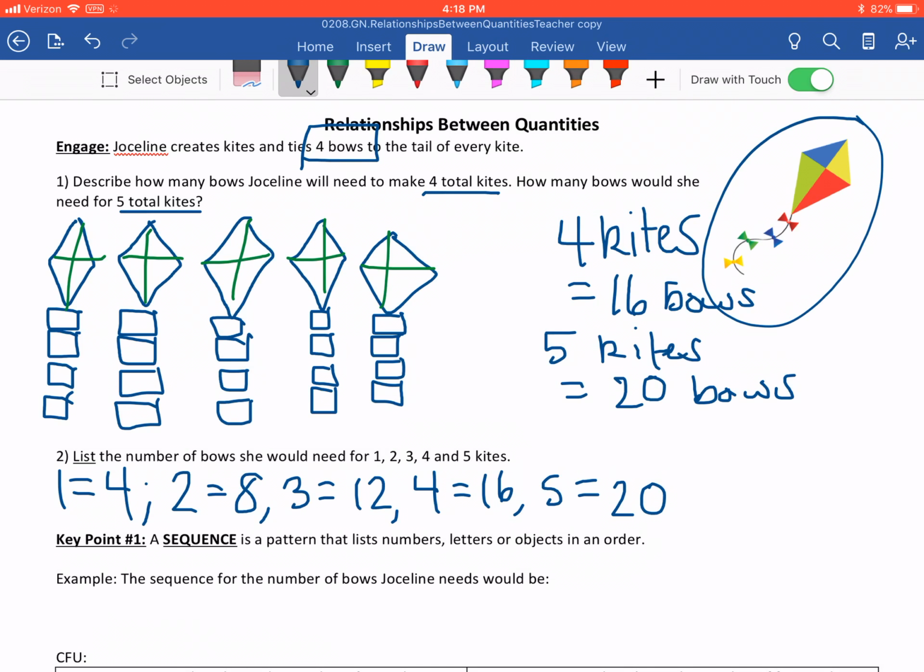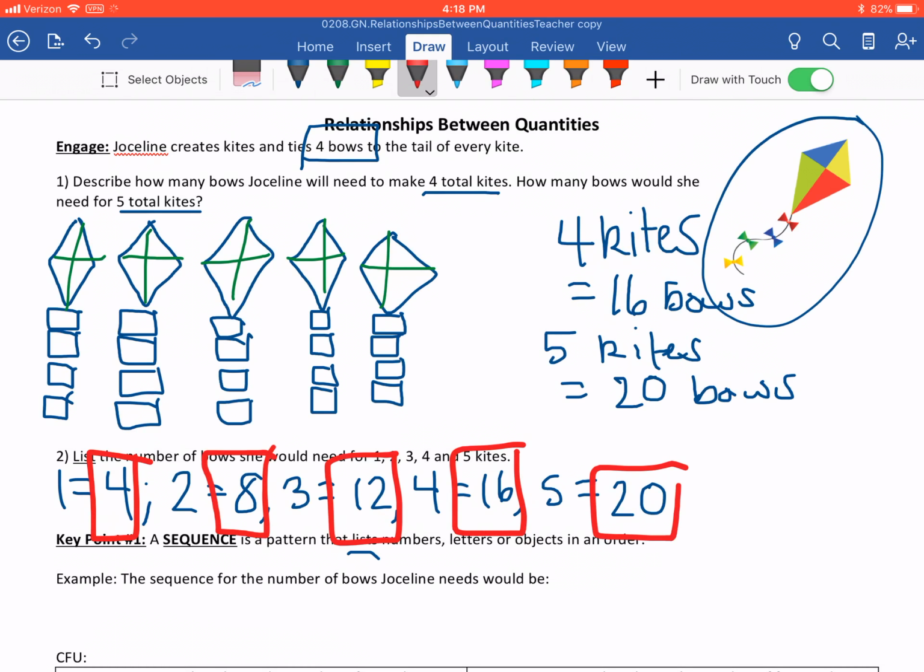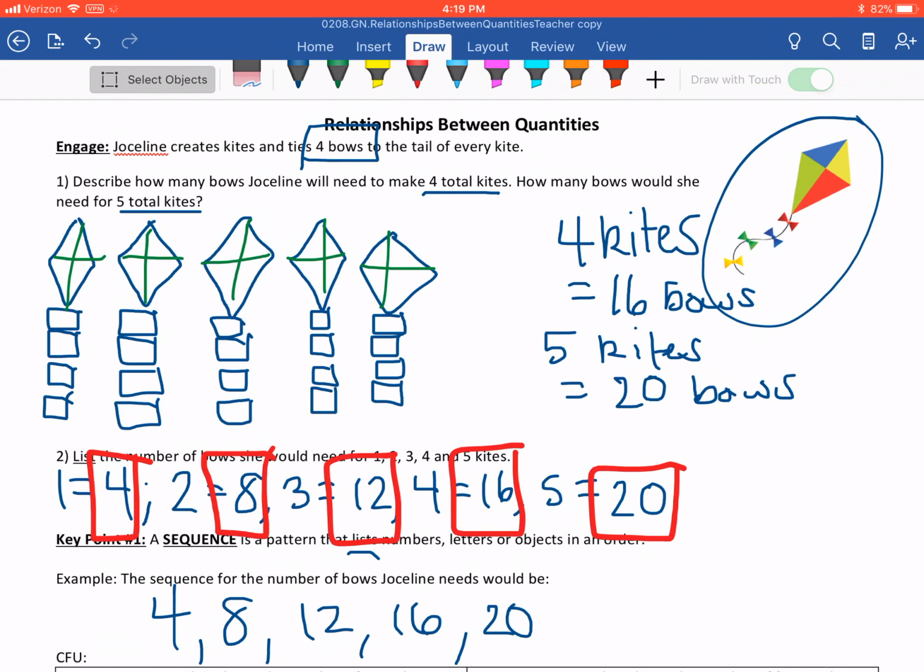A sequence is a pattern that lists numbers, letters, or objects in an order. So, for example, the sequence for the number of bows Jocelyn would need would be, let's go back, the number of bows, 4, 8, 12, 16, 20. The sequence would be 4. Since this is a list, I put a comma. Next one, 8, comma, 12, comma, 16, comma, 20. So that would be my sequence for the number of bows that she needs.